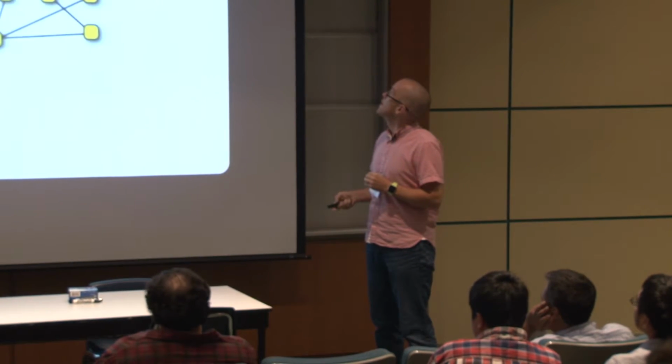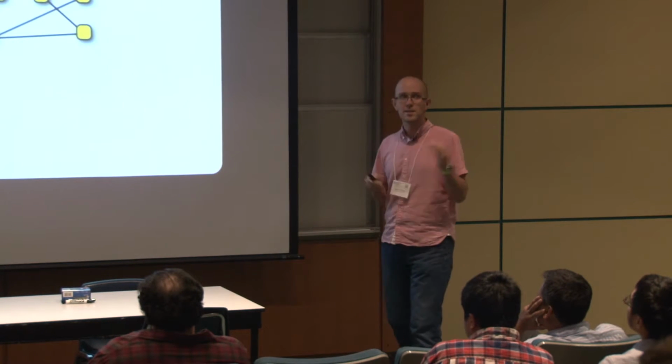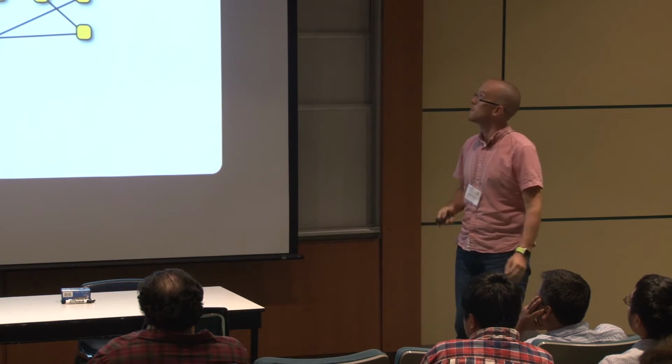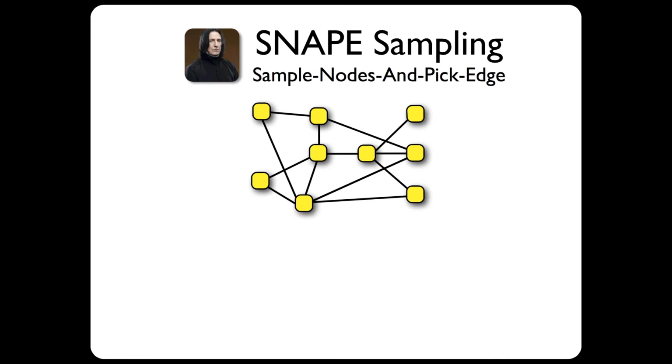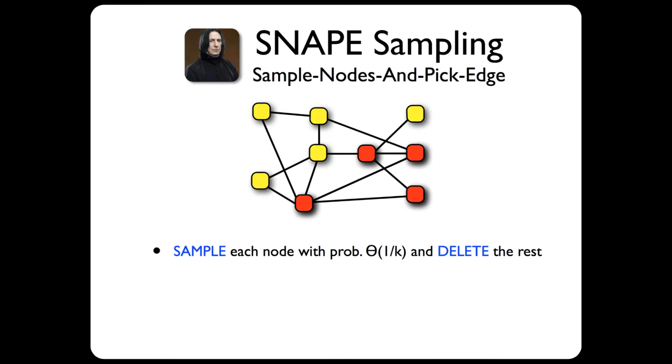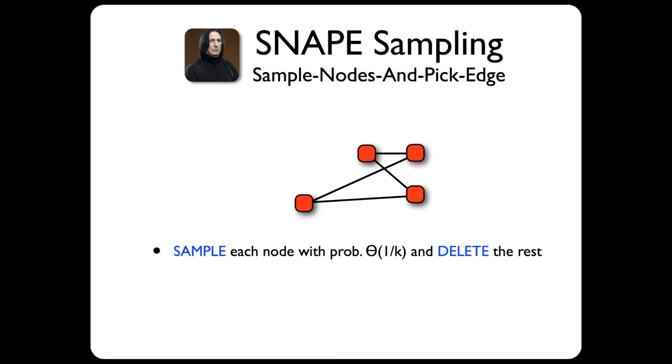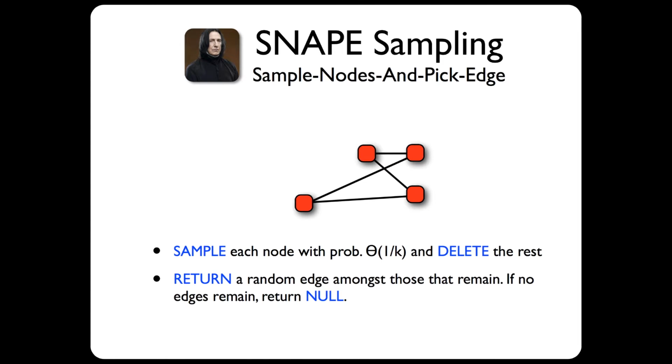Okay, so Snape sampling. I know it's late, I know you're getting sleepy, but this is really simple. Snape stands for sample nodes and pick edges. So guess what the sampling procedure is going to be? First of all, you sample the nodes. You sample each node with probability, say, 1 over k. So say those red nodes are the ones you've sampled, and you delete the rest. And now of the edges left in the graph, you pick one uniformly at random. And you return that edge.